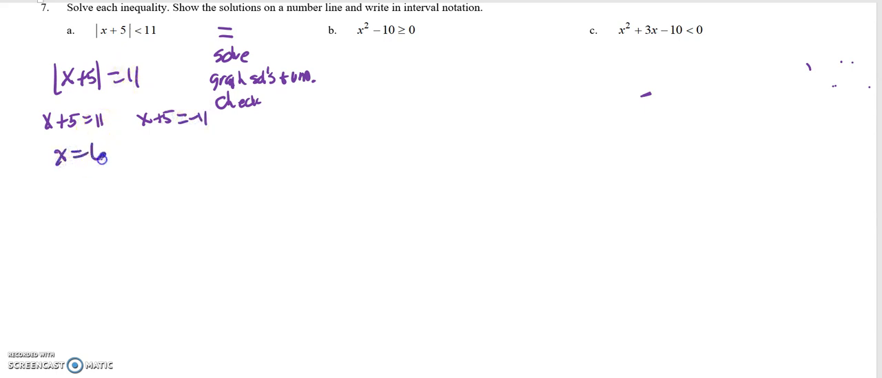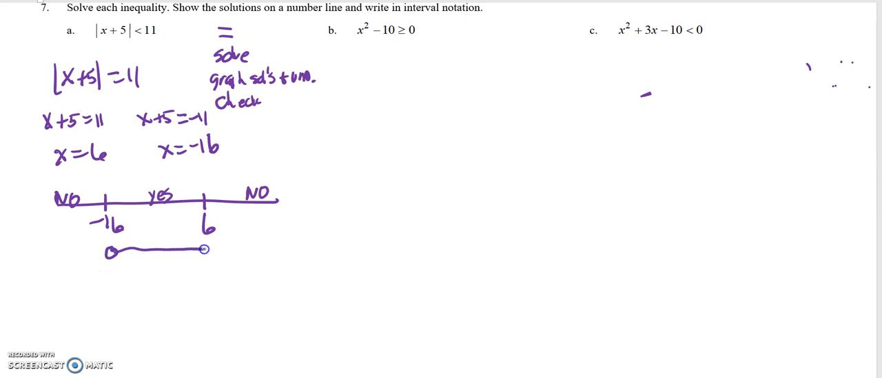So here I get x equal to 6. Here I get x equal to negative 16. I'll put those on a number line. If I check a number like 8, I get 13 less than 11. That is not true. If I check a number like 0, I get 5 less than 11. That is true. And if I check like negative 20, I get 15 less than 11. Not true. So it is these numbers here would be my graph, and in interval notation, it would look like this, parentheses, because we're not including the endpoints.